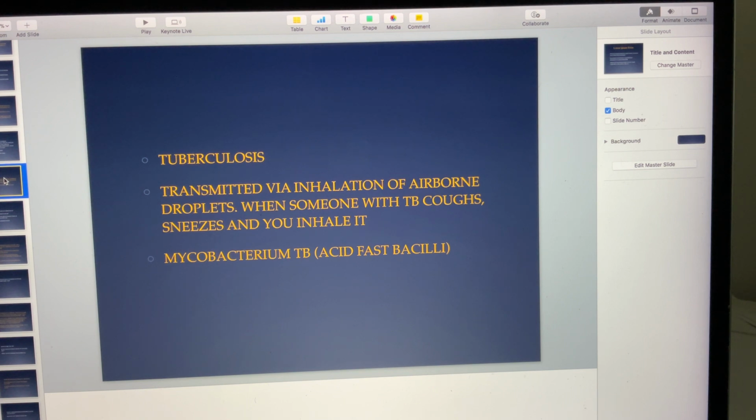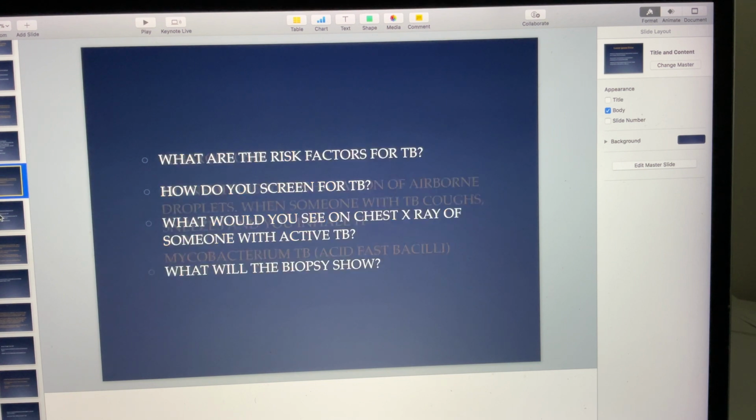So when someone with TB coughs and sneezes and you inhale it, that's how you get it. It's commonly caused by Mycobacterium TB, which is the acid-fast bacilli. Next questions: What are the risk factors for TB? How do you screen for TB? What should you see on chest X-ray of someone with active TB? What would the biopsy show?